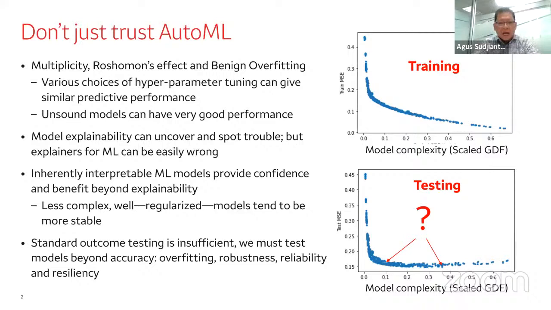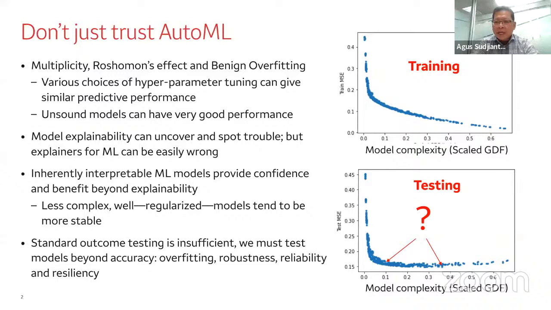The other thing is that because the performance is almost the same, we need to pick which model will be robust when you deploy it, so that you will not have problems when you deploy it. In fact, Agus will show later that we may choose a model whose performance is lower, because that model will be more robust, more reliable, and more resilient.